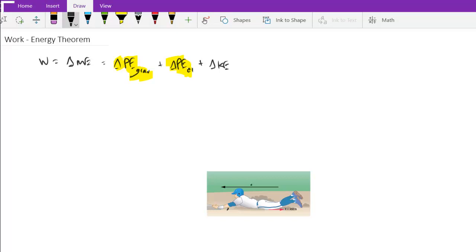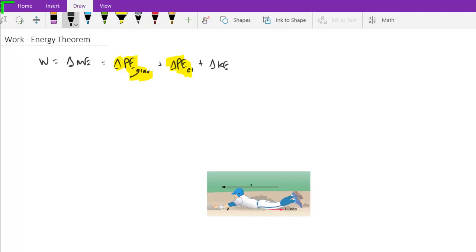So let's take a look at how we can use this to simplify problems we've done before. The work energy theorem is incredibly useful for putting Newton's laws and kinematics together in a very compact form and solving simple problems more easily, or solving more complicated problems in a not too difficult way.